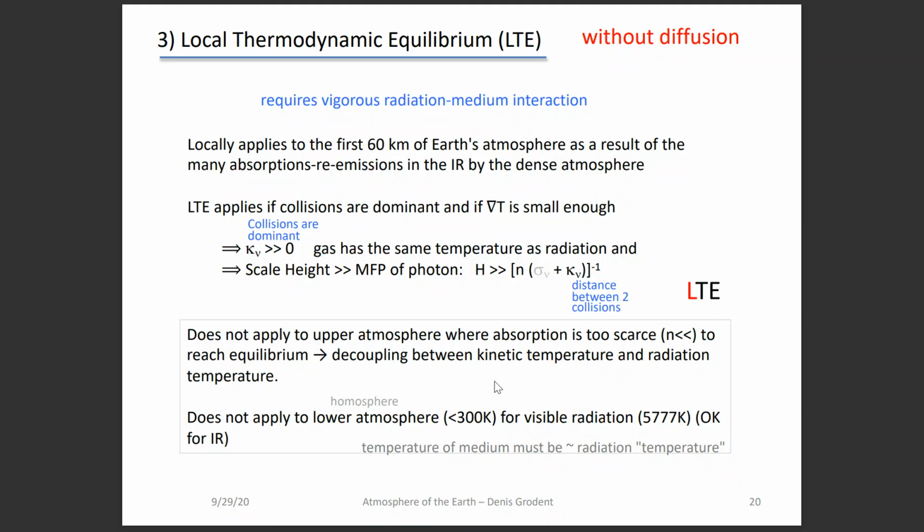So yes, when the atmospheric density is very low, you get a mean free path which is way higher. So the mean free path of the photon can be a significant percentage of the scale height. This is not applicable again.